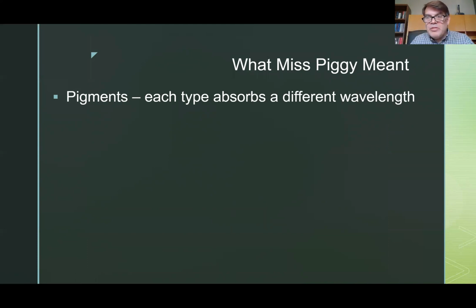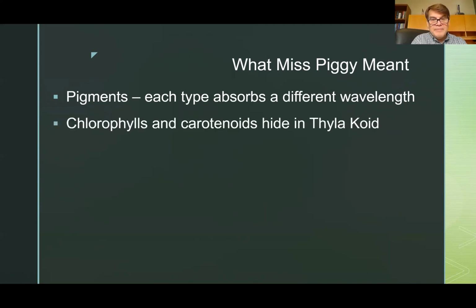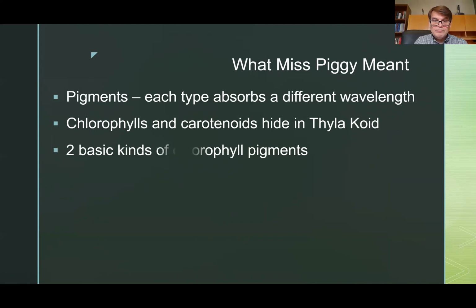Pigments are the way that the thylakoid captures the energy of the photon from the light. There are several different kinds of pigments, and each kind of pigment absorbs a different wavelength of light. The two main kinds of pigments are chlorophylls and carotenoids, and they both hide in the thylakoid membrane, which is where they are, in other words.